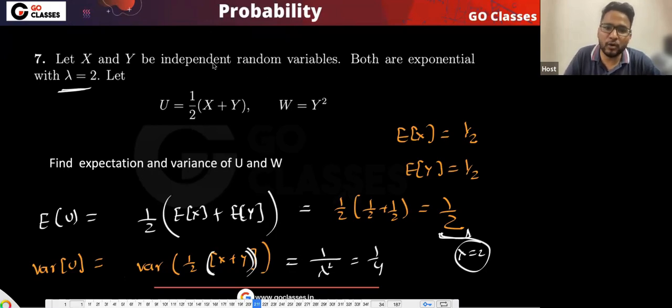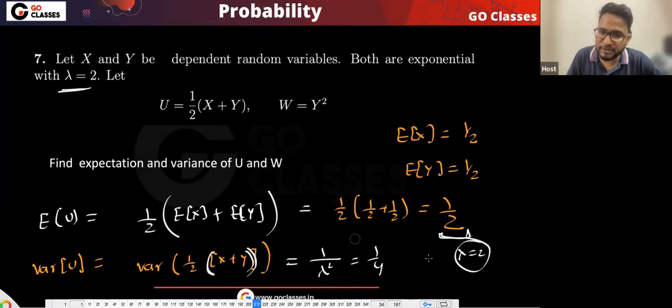Suppose they say x and y are not independent, then dependent. Then can you calculate the variance? Will it be the same or this will be something else? Variance will be same. Okay. However you calculate, the variance will be actually same.